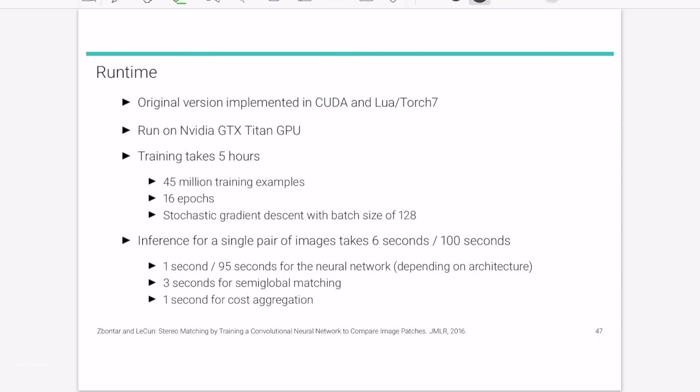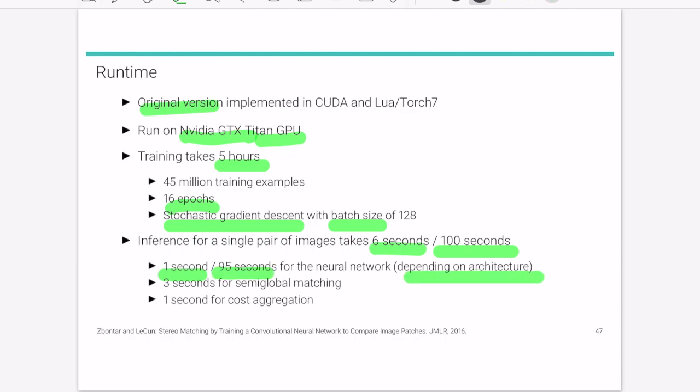Runtime: the original version was implemented in CUDA and Lua, so before the PyTorch library, and run on an NVIDIA GTX Titan GPU. Training takes 5 hours for 45 million training examples, 16 epochs were considered, and stochastic gradient descent with a batch size of 128 was used. Inference for a single pair of images takes 6 seconds or 100 seconds, with 100 seconds and 95 seconds for the neural network.